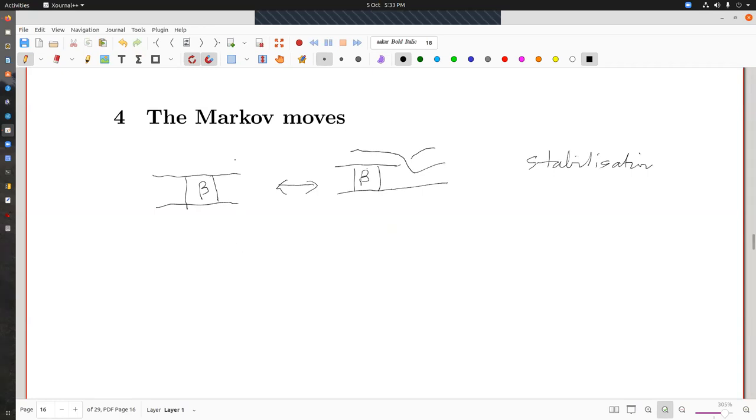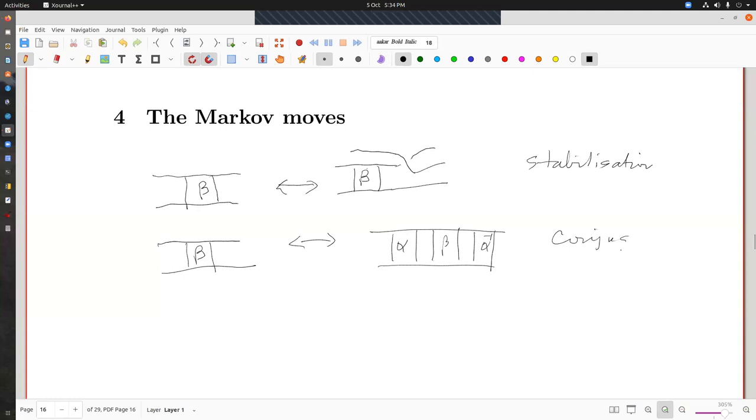And you could also do it downstairs as well as upstairs, so it might both be necessary. And then there's what I call conjugation. So we have beta here, and then this is the same as, if we do this, we have an alpha here, beta here, and an alpha inverse here. So call that conjugation. So they both close to the same knot. So we know all that.